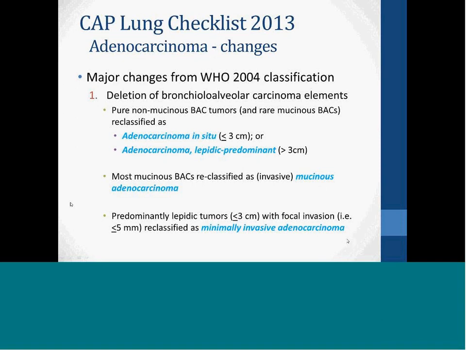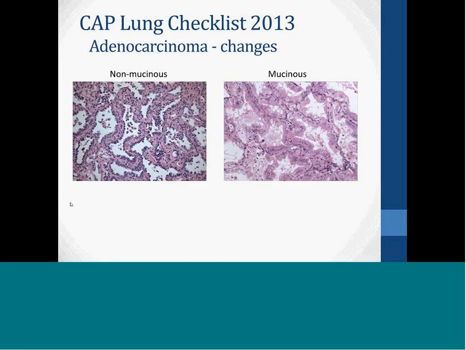There has also been a new category that's been created in the 2011 IASLC ATS-ERS classification for tumors that are predominantly lipidic but are less than 3 centimeters in size and demonstrate focal invasion of less than or equal to 5 millimeters in diameter. And these are reclassified as minimally invasive adenocarcinomas. Some pictures of non-mucinous and mucinous lipidic growth on the left-hand side here. You see lipidic growth of these non-mucinous neoplastic cells on alveolar septal surfaces, and on the right here, mucinous.